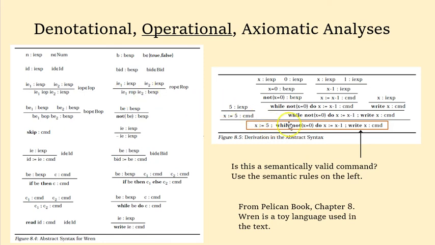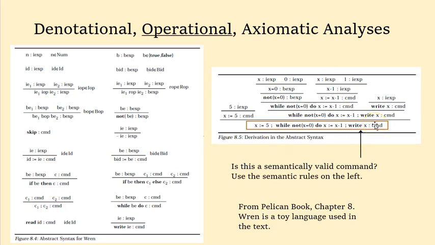And then they can verify that this is not just a syntactically correct statement, but it is a semantically correct statement because the typing works out. If you say x equals 5 and then you say while not x equals 0, do x equals x minus 1, write x, they're saying that's a command. Remember, sequences of statements are a command. And they're saying that's a command.